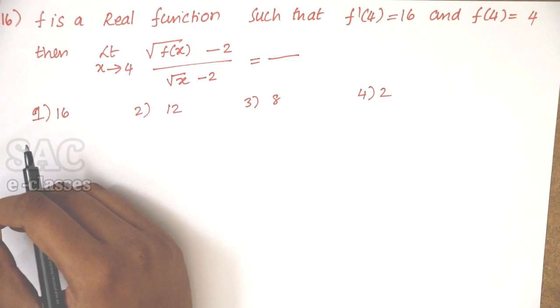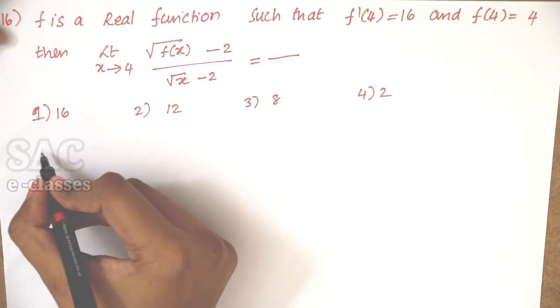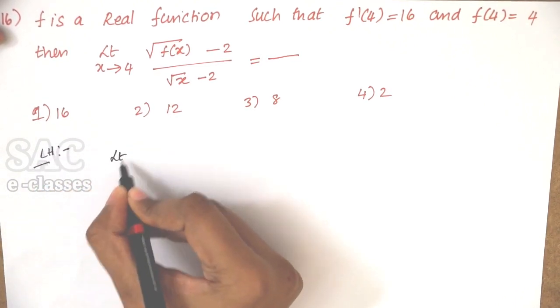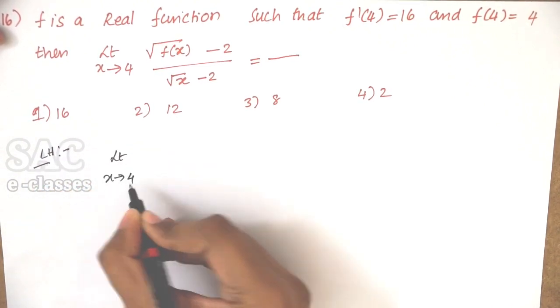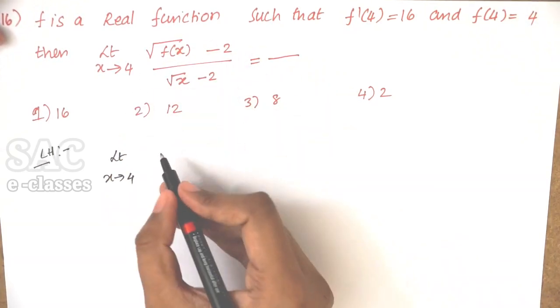Let us move to the next problem. F is a real function such that f dash of 4 is equal to 16 and f of 4 is equal to 4. Then limit x tends to 4 of root over f of x minus 2 by root x minus 2. Like the previous one itself, go for the L'Hospital. Whenever they ask like this, go for the L'Hospital. L'Hospital is nothing but finding the differentiation of numerator to numerator, denominator to denominator.